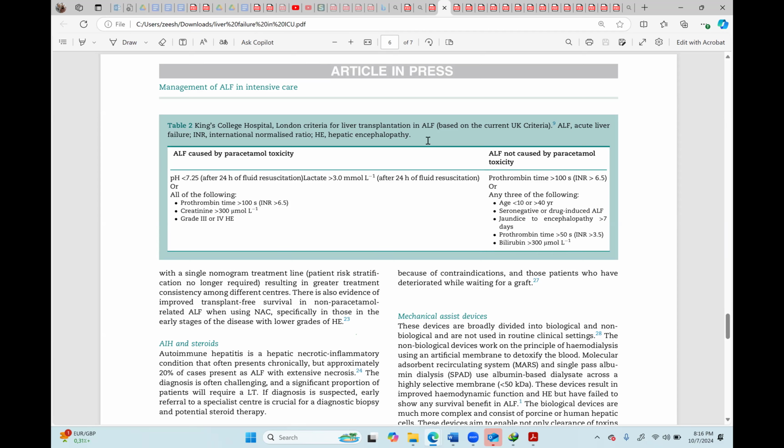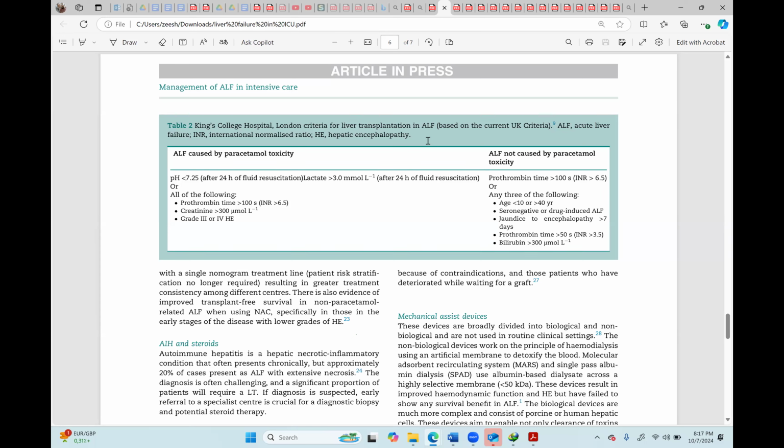One of them is increased PT and any of three: age less than 10 or more than 40, seronegative or drug induced ALF, jaundice to encephalopathy more than 7 days, PT more than 50, and bilirubin.